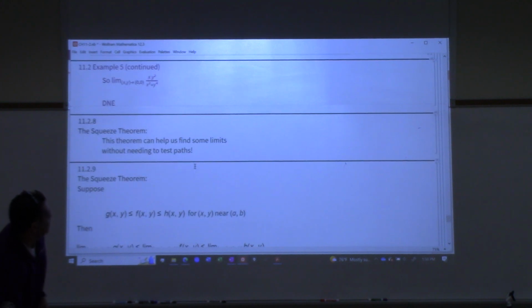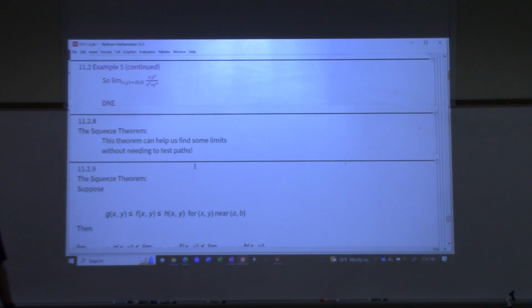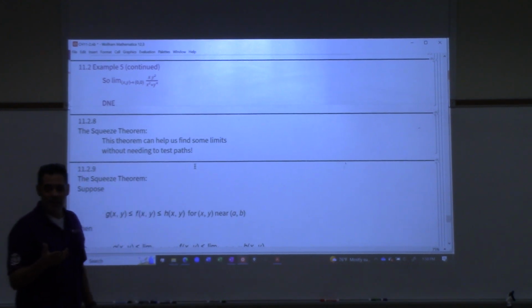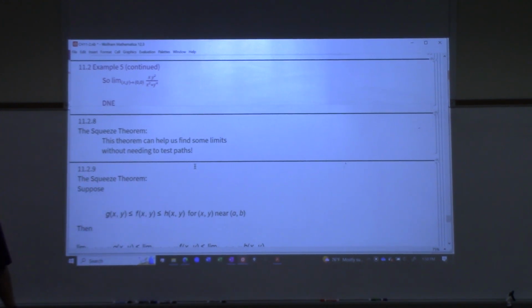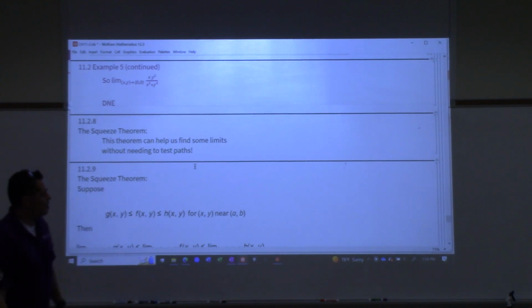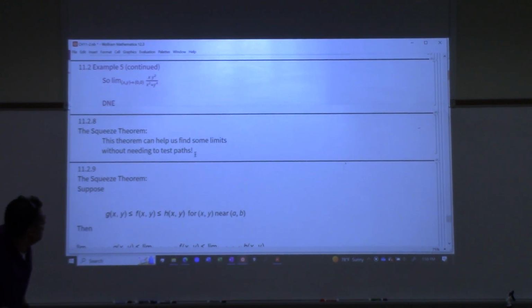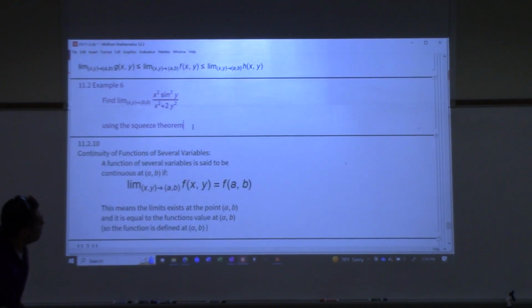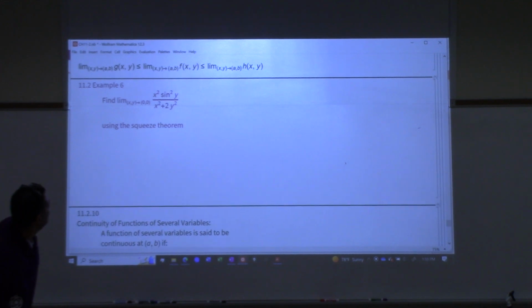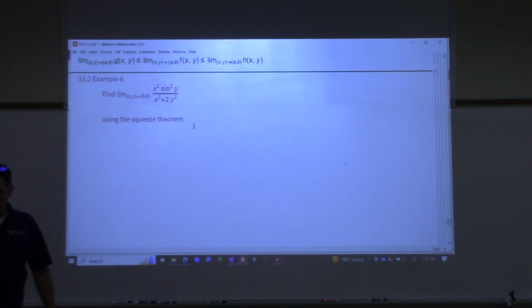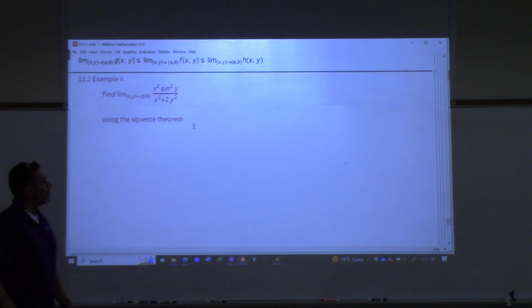Now, there is really one way, and one way only, to show that a limit of a function of two variables does exist, and that is to use the squeeze theorem. So if you recall the squeeze theorem from Cal 1, great. If you don't, I'm not going to run through the whole thing in detail, but I'm going to work through this example. And when I work through this example, hopefully the idea of the squeeze theorem will make sense.